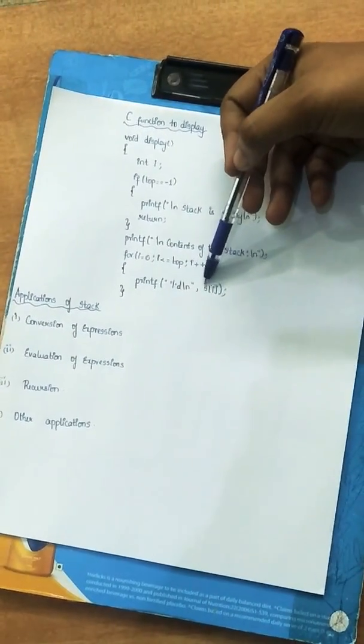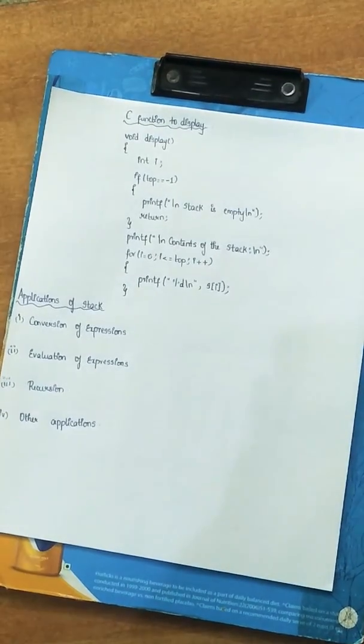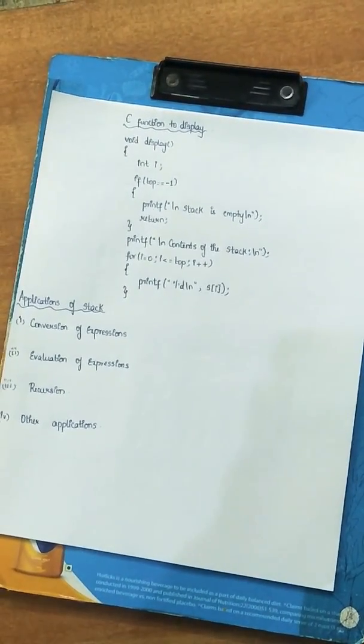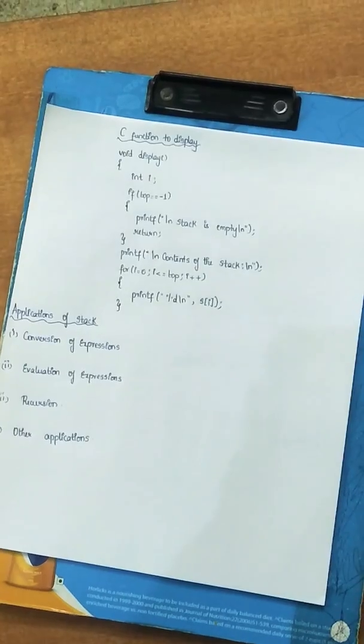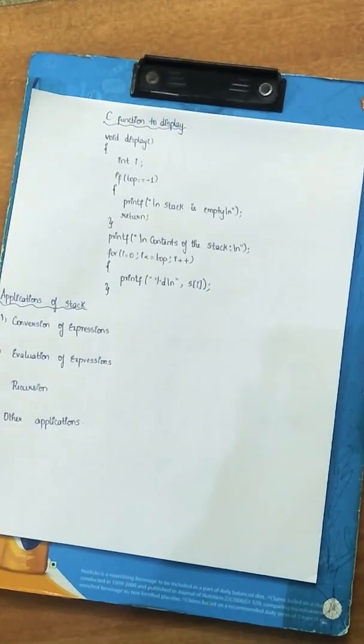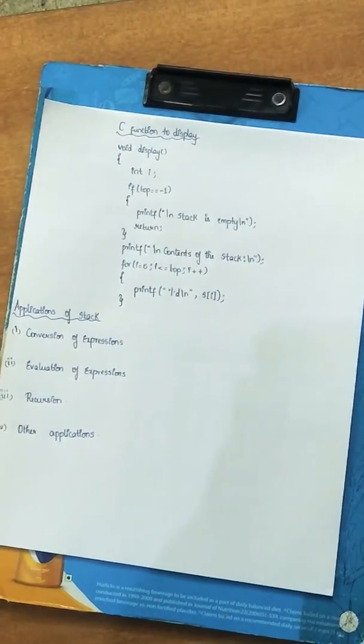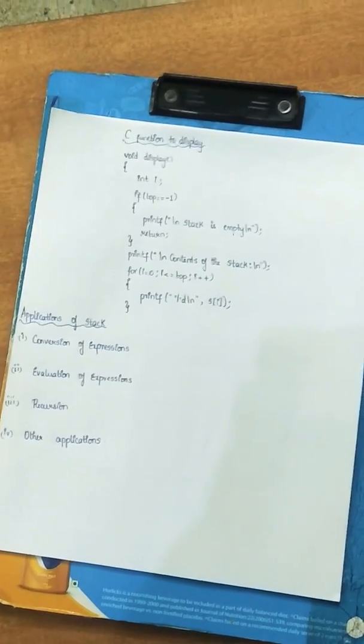Here S is the stack and S[i] is the element at position i. S[0] is the element at position 0 and will be printed, S[1] is the element at the first position and will be printed, and so on. So these are the operations performed by the stack.